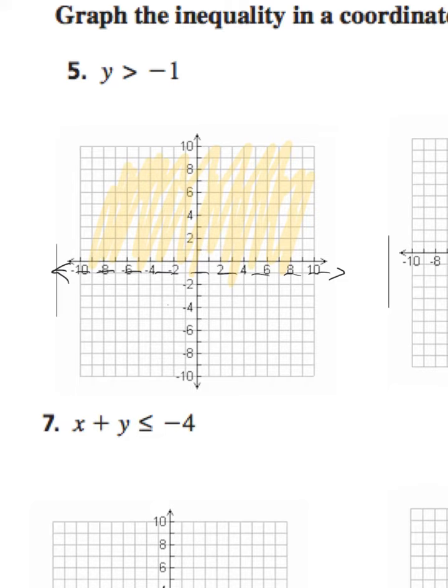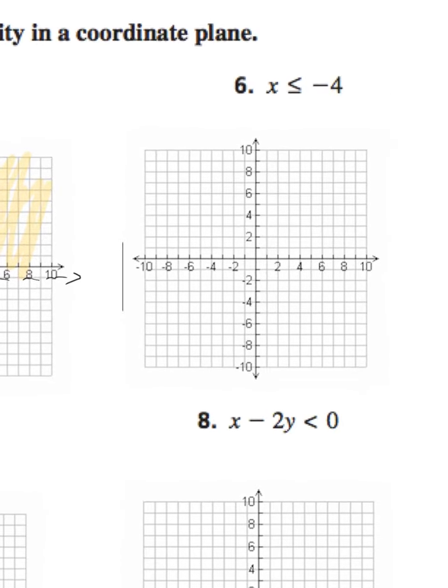Okay, so this is what your graph should look like approximately. Did you remember that because this is greater than and not equal to, the line needs to be dashed? A y is greater than graph is always going to be above. So there it is. I'm hoping that you pulled that one off.